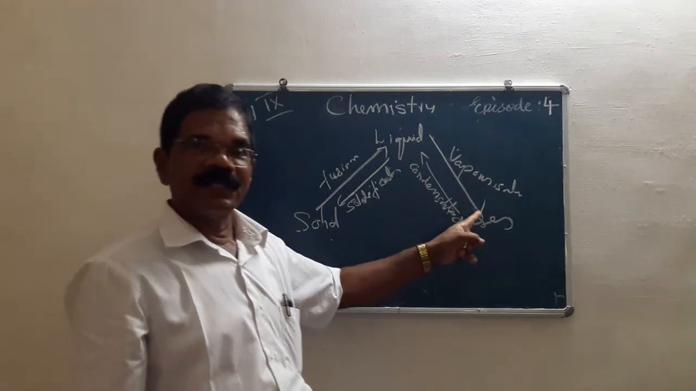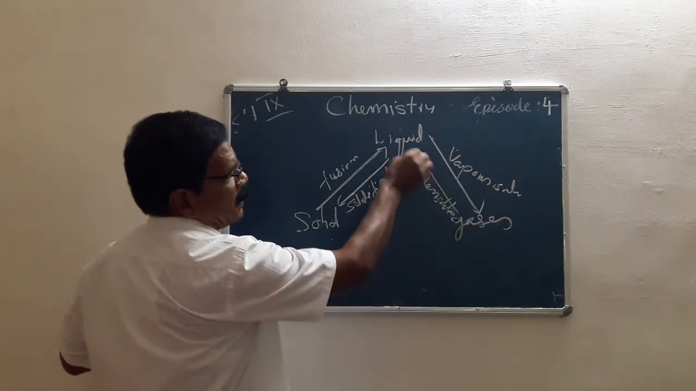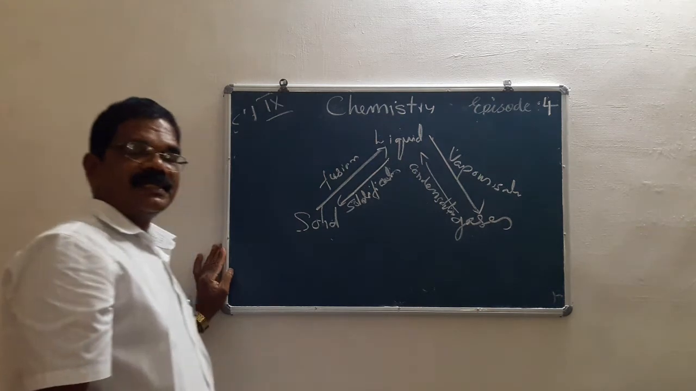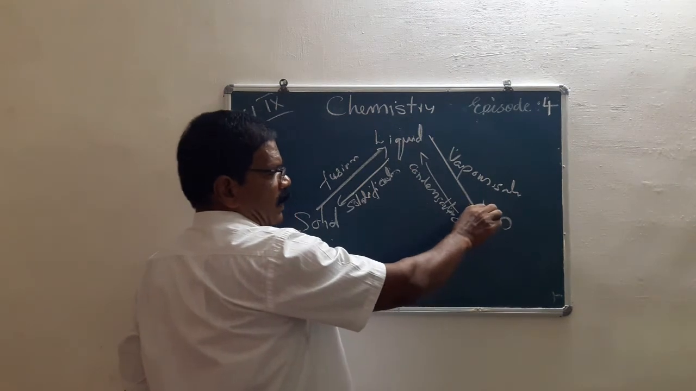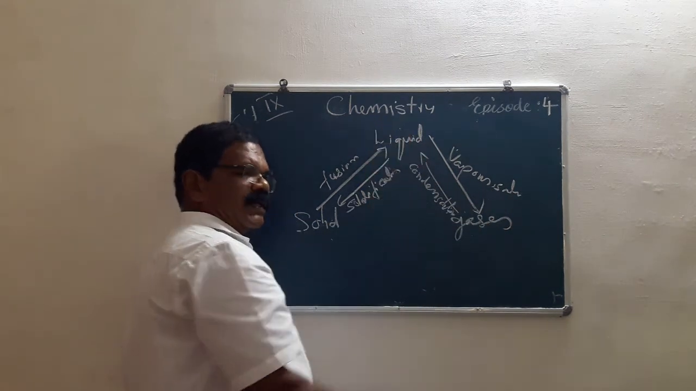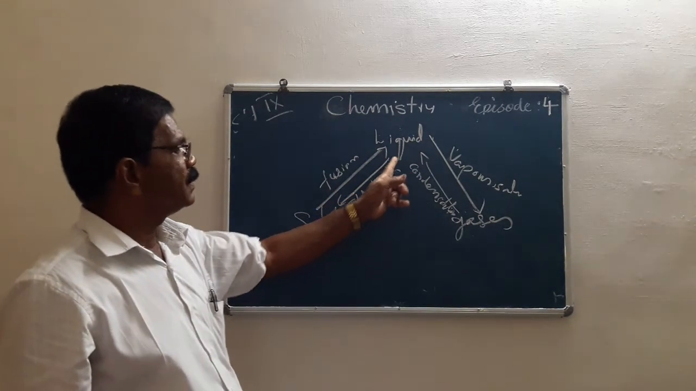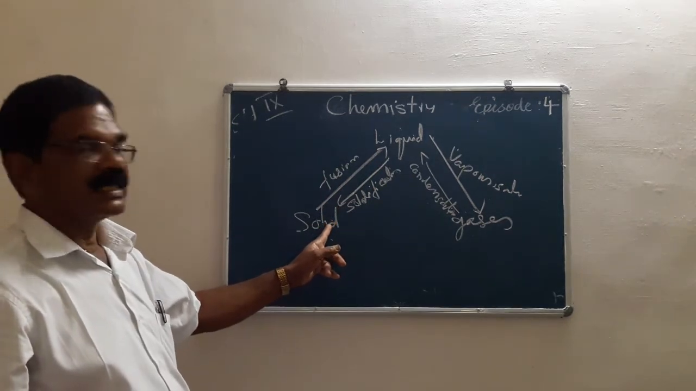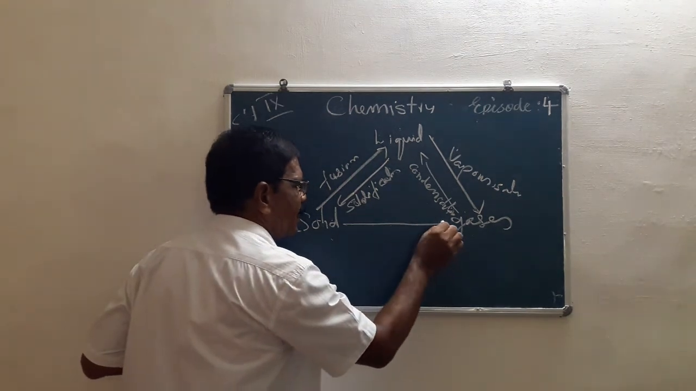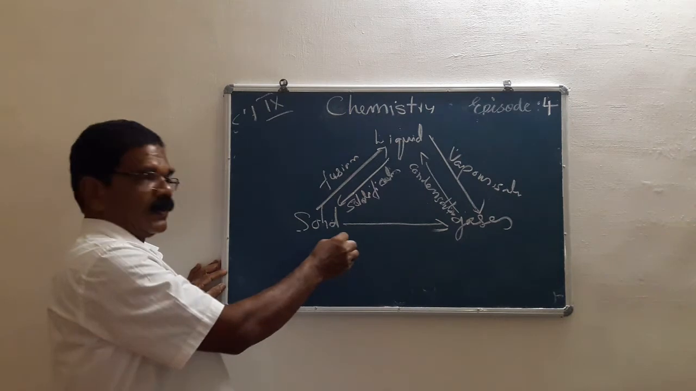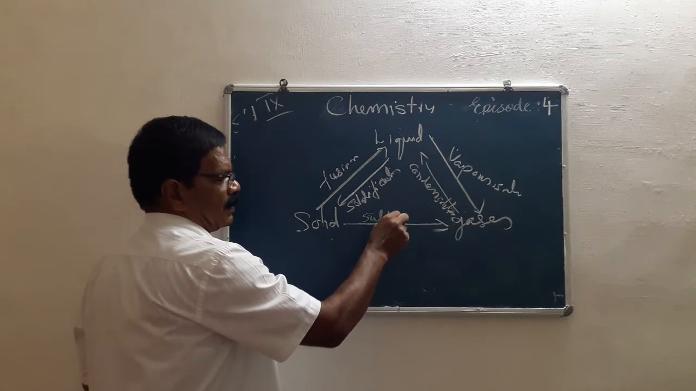Then on cooling, the reverse happens. Gases, or the vapor state, on cooling change to liquid. That process is known as condensation. Similarly, liquid on cooling changes to solid. That process is named solidification. Here there is another one, solid to gas. On heating, solid directly changes to gases. That is known as sublimation.